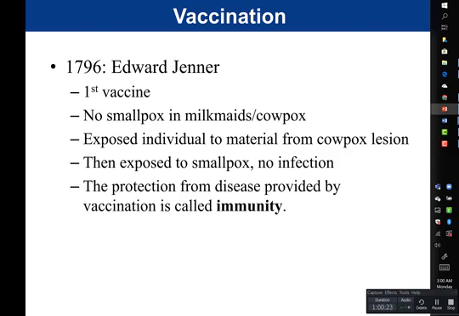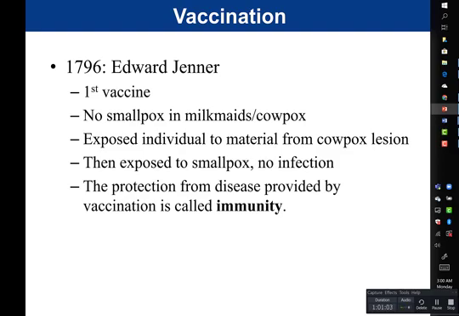And so he wondered, well, why do these milkmaids not get smallpox? And so what he then did was he scraped lesions from a milkmaid that had cowpox. So she had cowpox. He scraped some of the lesion from the cowpox and then injected that into a healthy child. And that healthy child was his own child. Can you imagine that happening now? No. Nobody's injecting my kid as an experiment. But this was a different time.